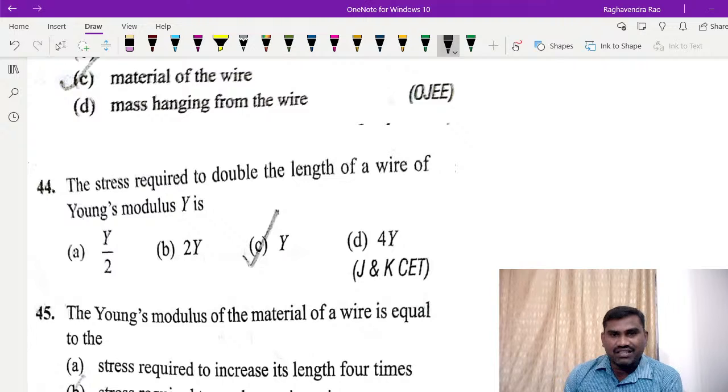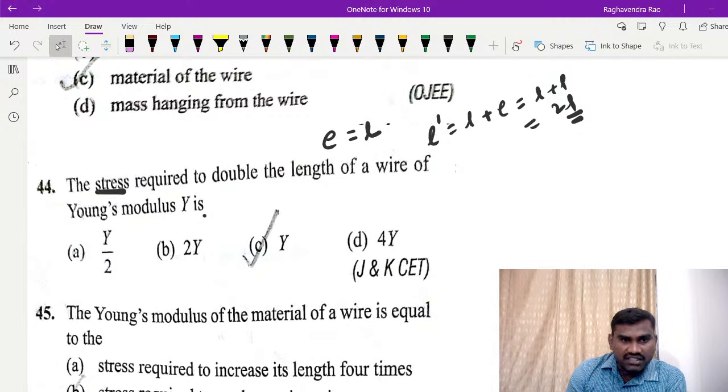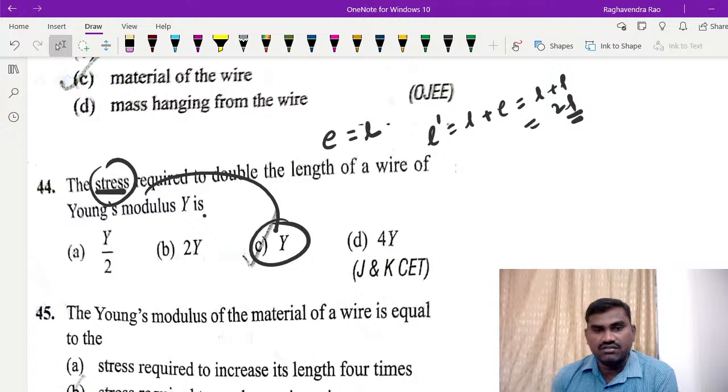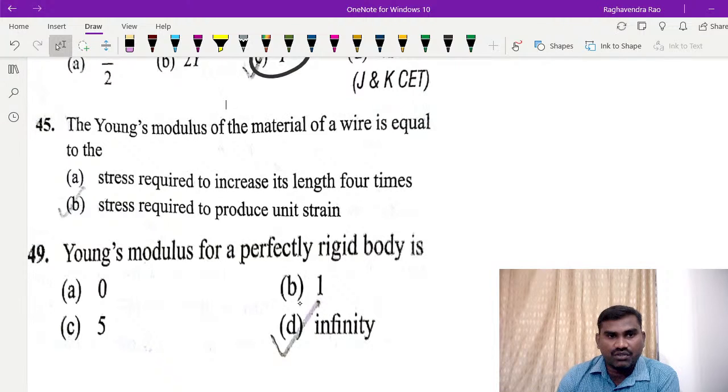The stress required to double the length of the wire. Young's modulus Y. So to double the length, the elongation becomes equal to the original length. That means final length equals initial length plus elongation, so L plus L, which is equal to 2L. This 2L will come only when stress is equal to Young's modulus. Young's modulus of the material of the wire is equal to the stress required to produce unit strain. So this is the same point.